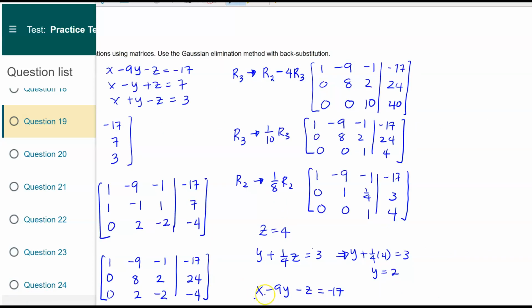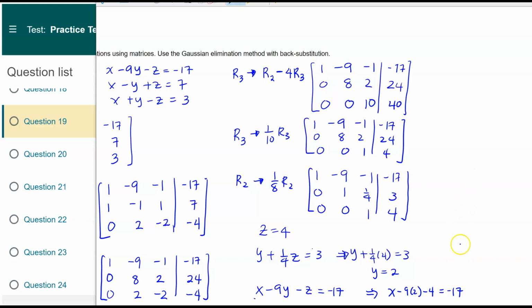All right, so let's plug in the values we got here. We have Y equals 2 and Z equals 4. So this becomes X minus 9 times 2 minus 4 equal to negative 17. 9 times 2 is 18, minus 4. 18 plus 4 is equal to 22.